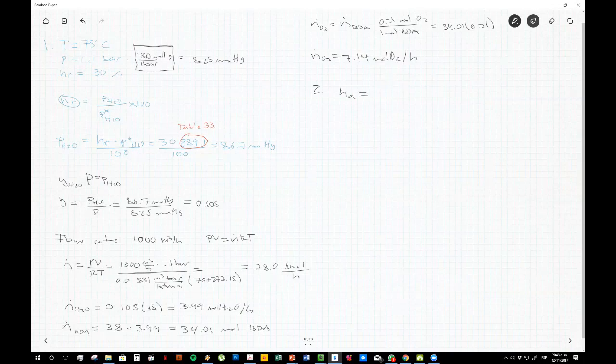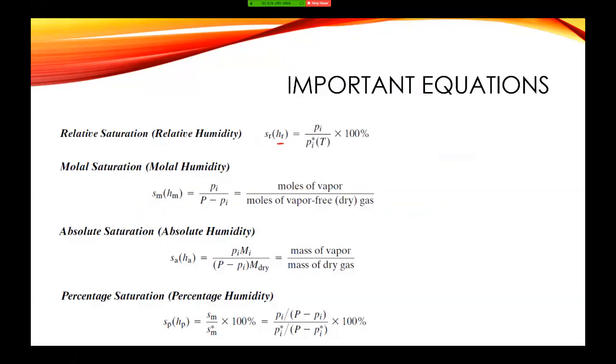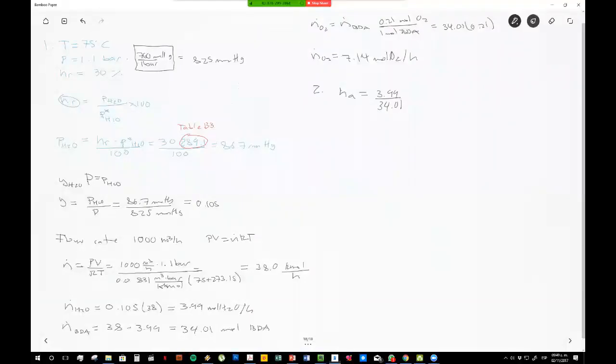Okay, so this is the number of moles of water divided by the number of moles of dry air, right? So we have 3.99 divided by 34.01, right? And that, let's go to the formula. HA is over here, right? So the mass of vapor divided by the mass of dry air. So that's it, right? We have to multiply it by the molar mass, that in this case is 18.